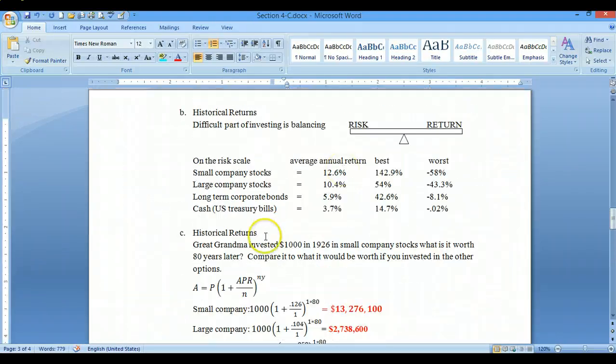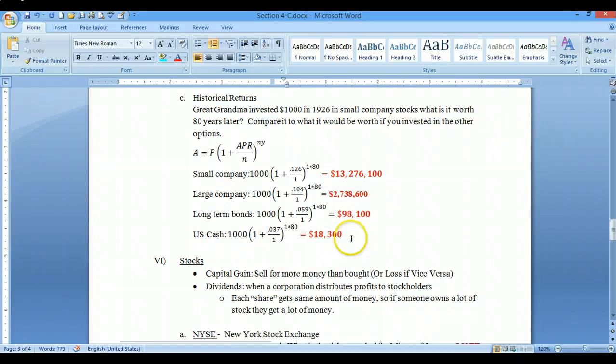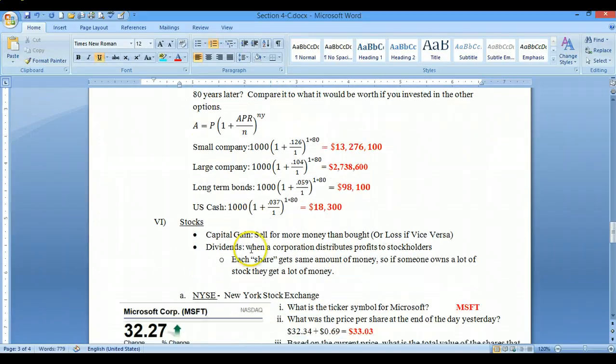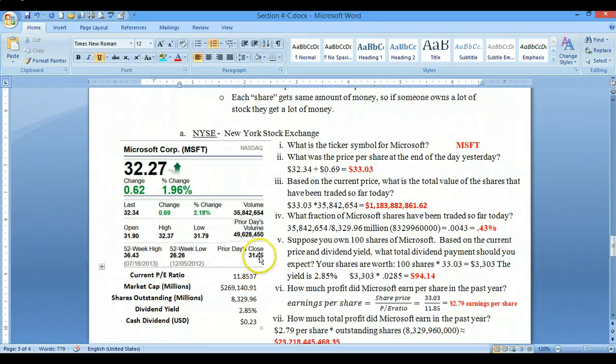Oh, I have a couple up here I need to get rid of. All right, that fits better.